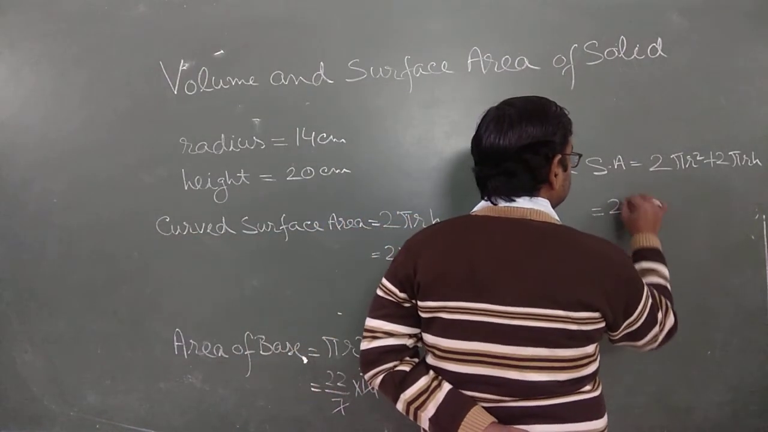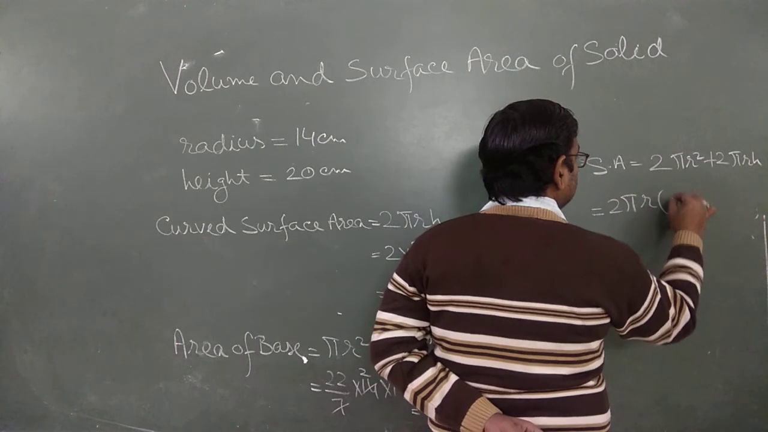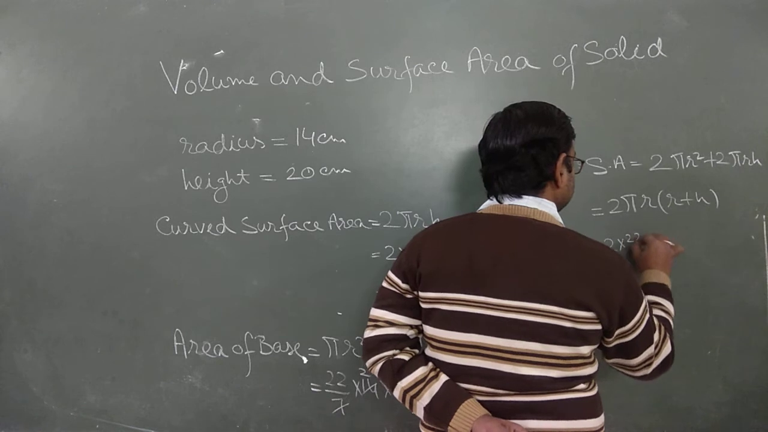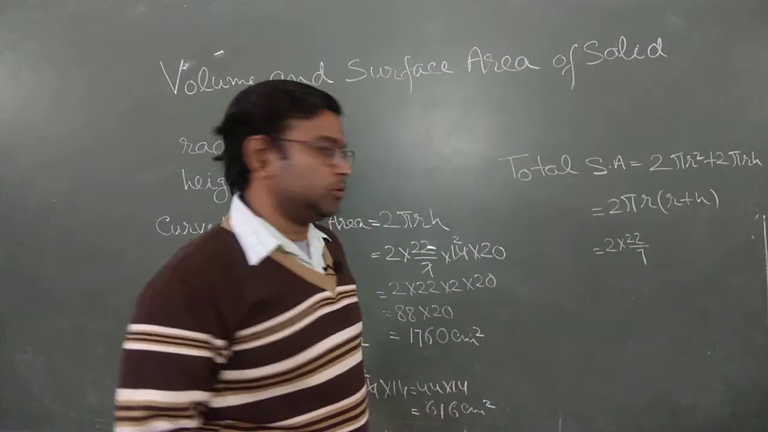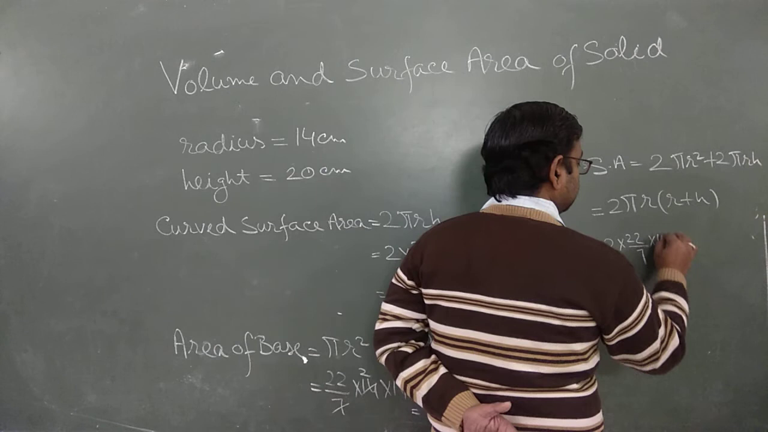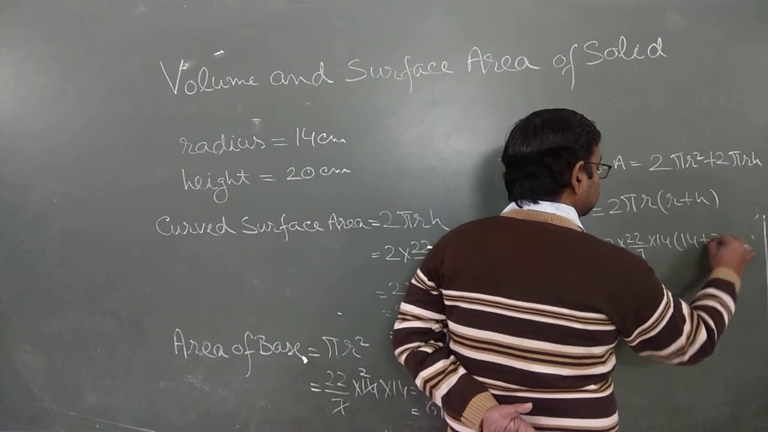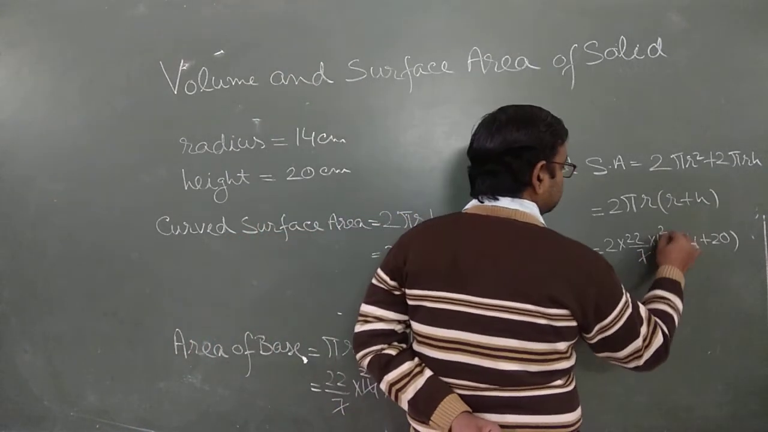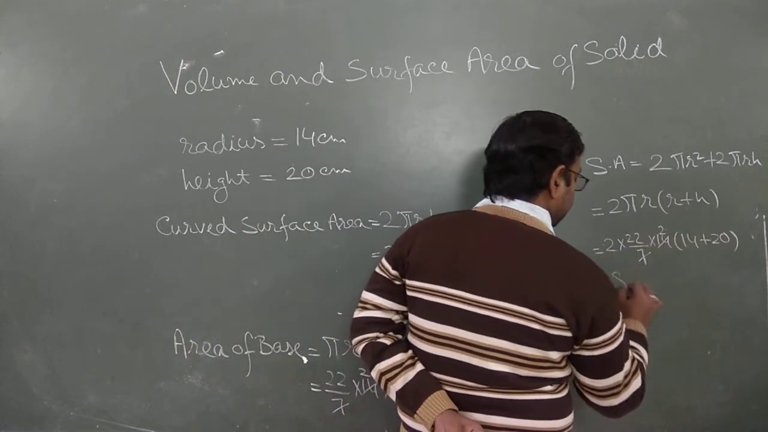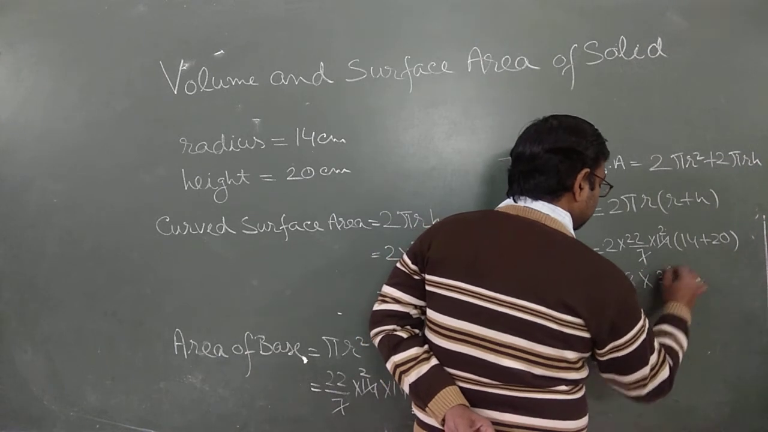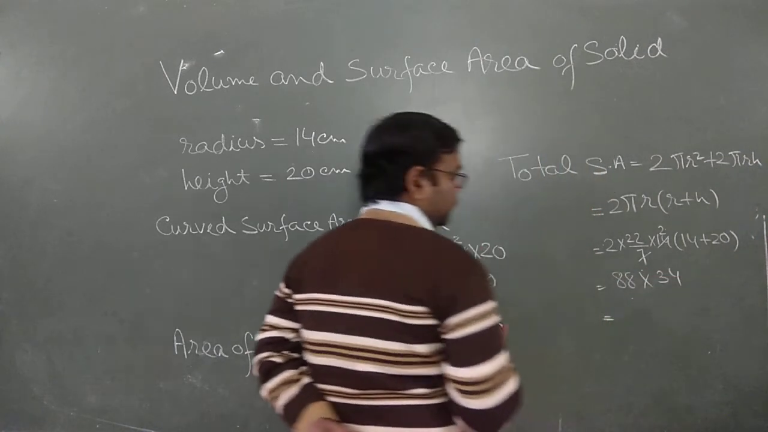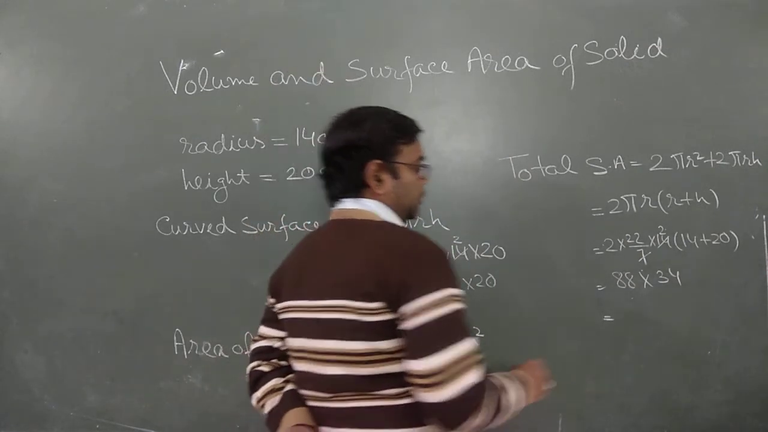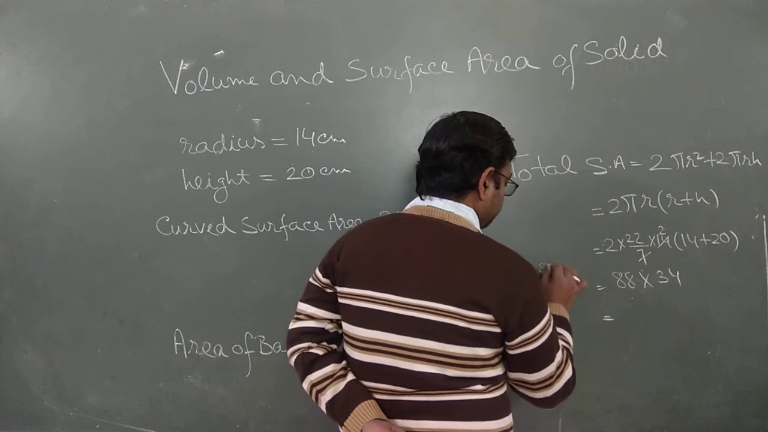Now take the common 2 pi r. What we have is r plus h. Place the values: 2 into 22 upon 7 into 14 in bracket 14 plus 20. Hope this is clear to you. Now you can easily solve this one. 2 2s are 4, 4 22s are 88, into 34. When you multiply it, you can do this in rough work.